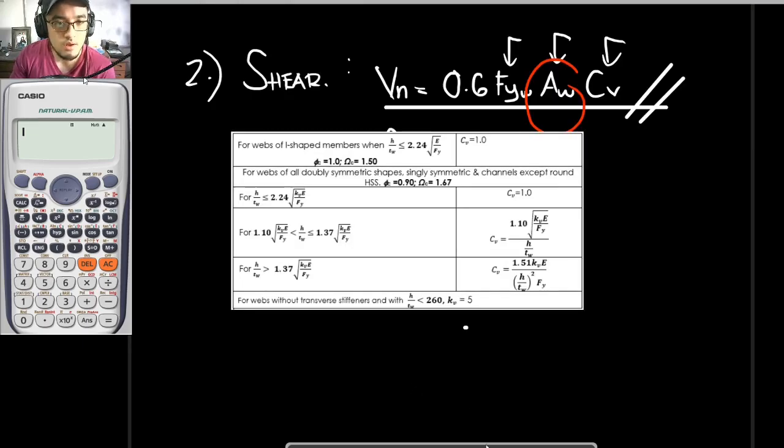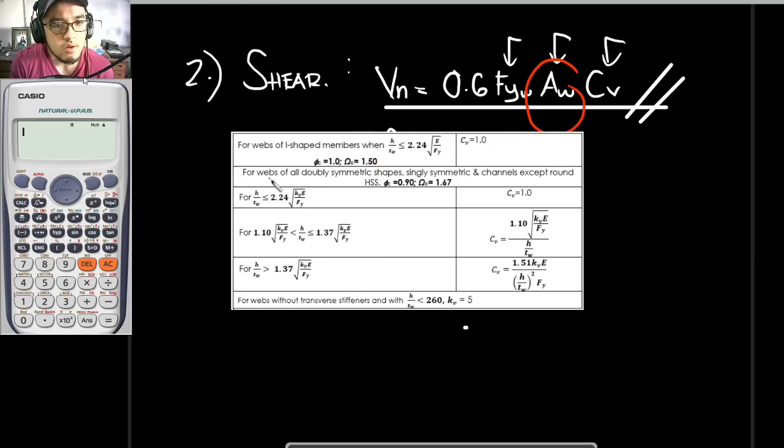Okay, so ayan, ano pa ba yung kailangan nyo malaman dito? So once again guys, if you would be having your I-shaped member with the height to thickness of the web ratio that is less than this value right here, you would be using Cv is equal to 1. So etong Cv na to 1.0 siya. But take note guys, your phi and your omega would be 1.0 and 1.5 respectively. So this is for LRFD and this is for ASD.